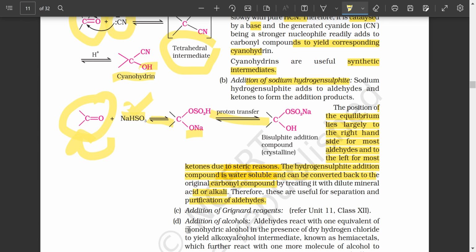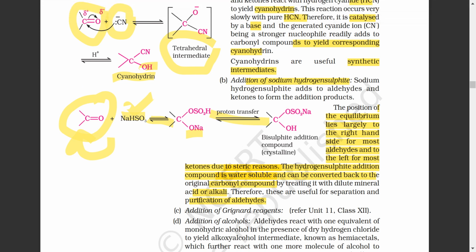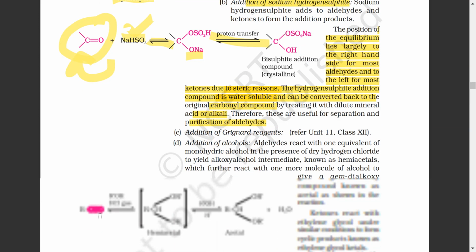Next up we have addition of Grignard's reagent. It says refer to unit 11, which we have already done. Again, that is also a nucleophilic addition. RMgX will yield R negative, which can act as a nucleophile. Again, it will get attached to this, and then our tetrahedral structure will form. Then you have addition of alcohols.